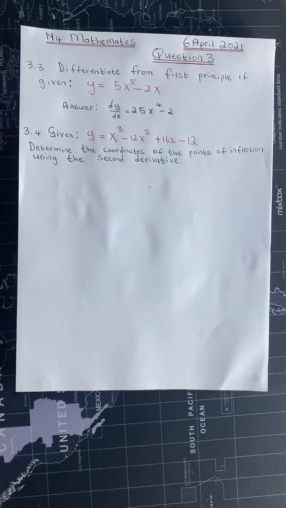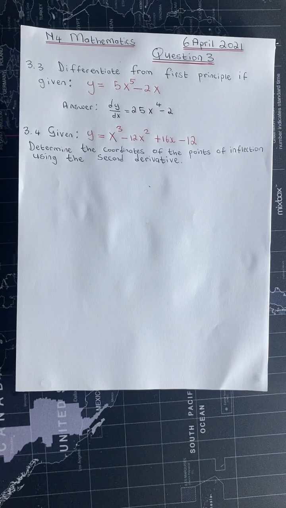Question 3.3, you guys will be using first principle to differentiate y is equal to 5 multiplied by x to the power 5 minus 2x. And question 3.4, we are given the function y is equal to x to the power 3 minus 12x squared plus 16x minus 12. We have to determine the coordinates of the points of inflection using the second derivative.